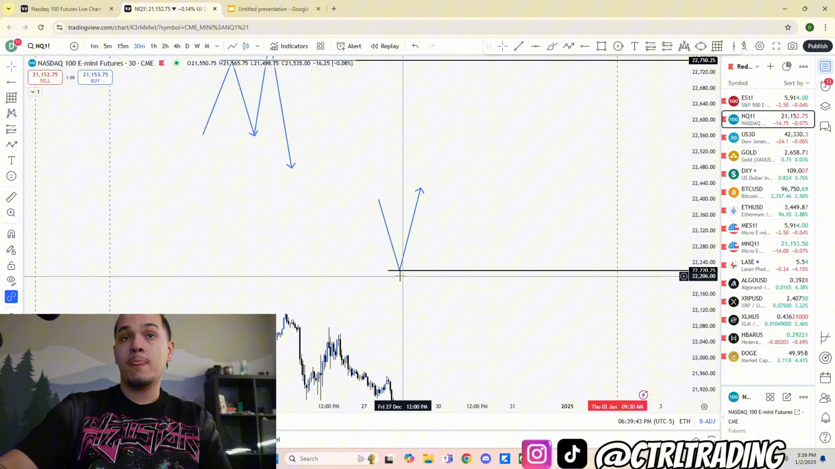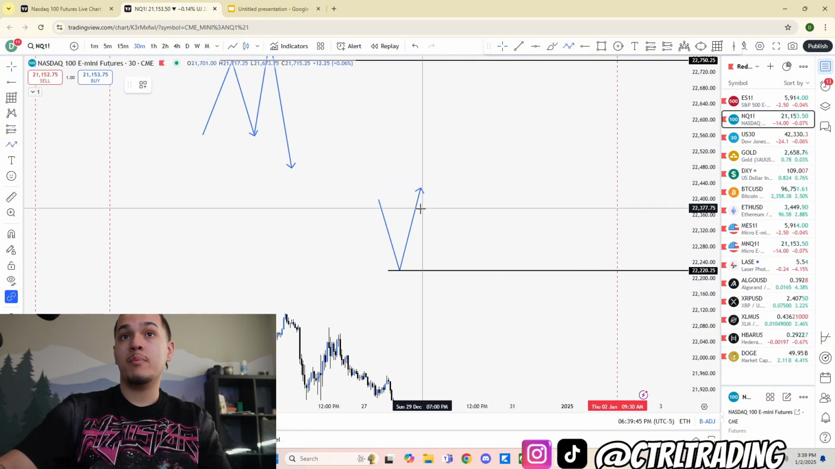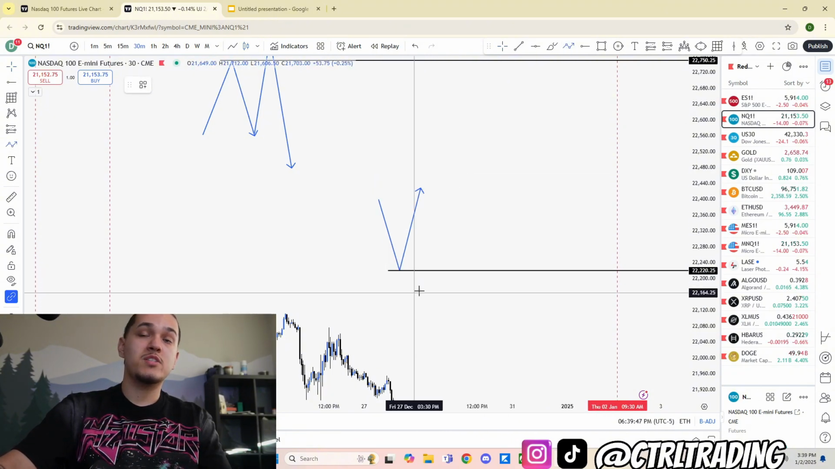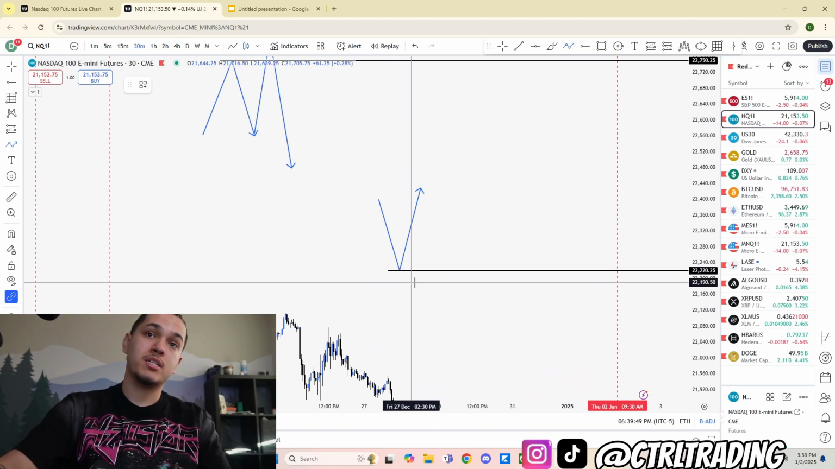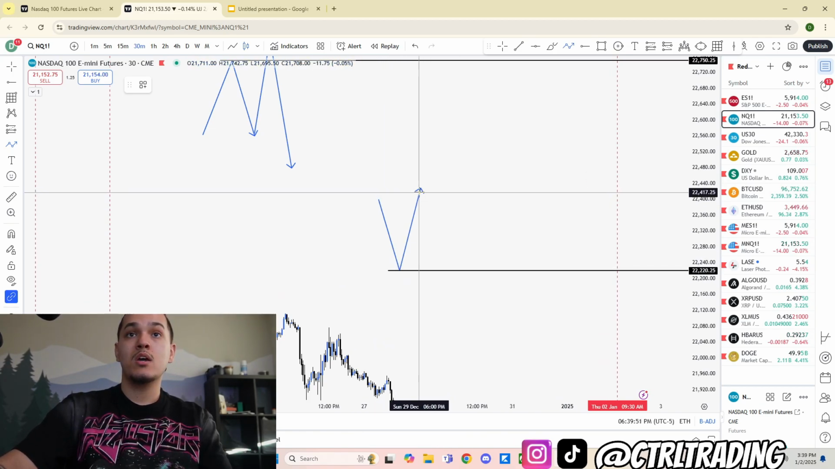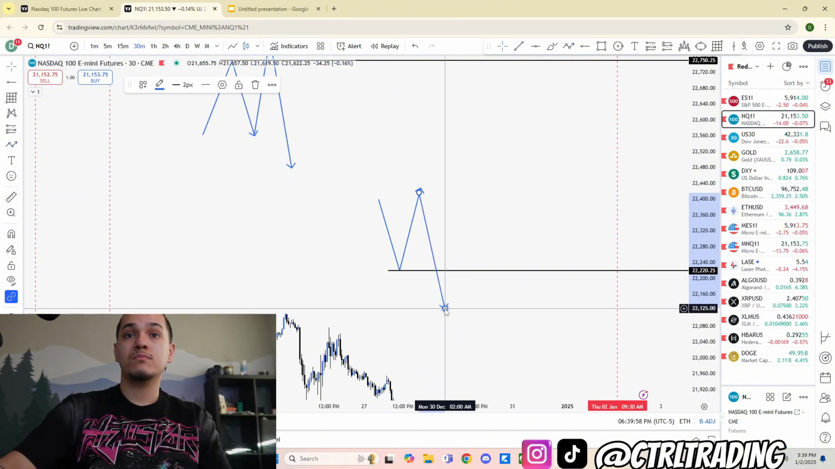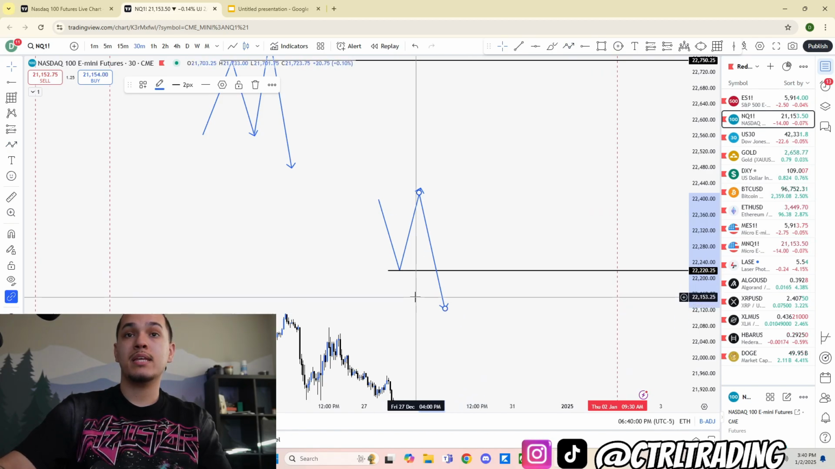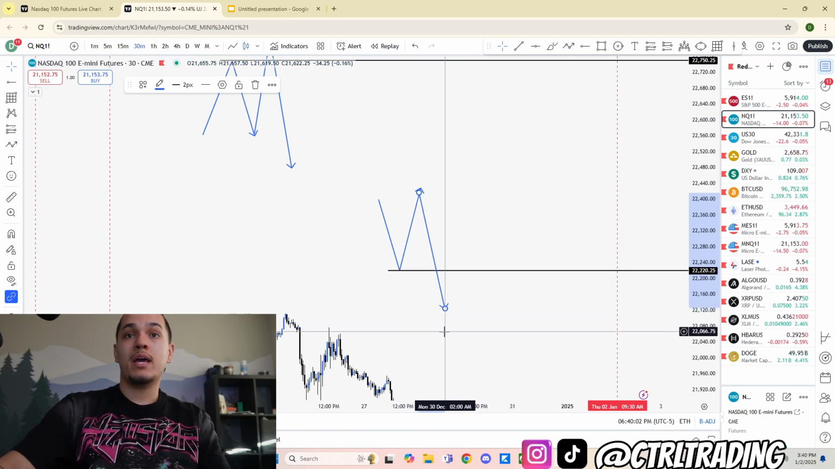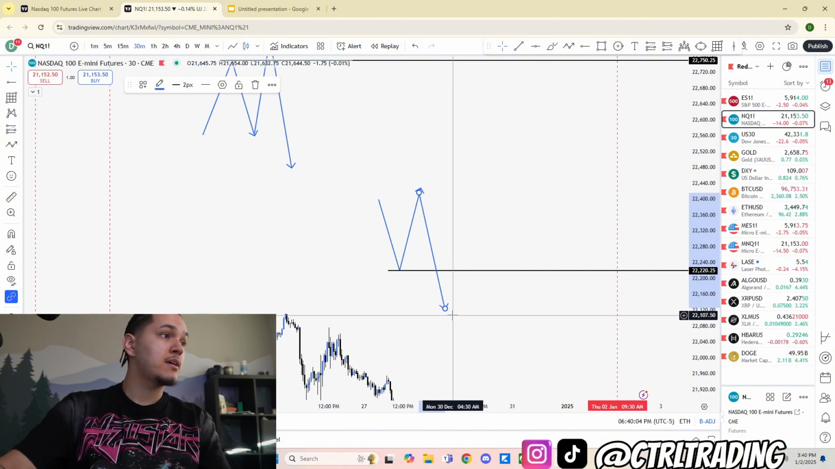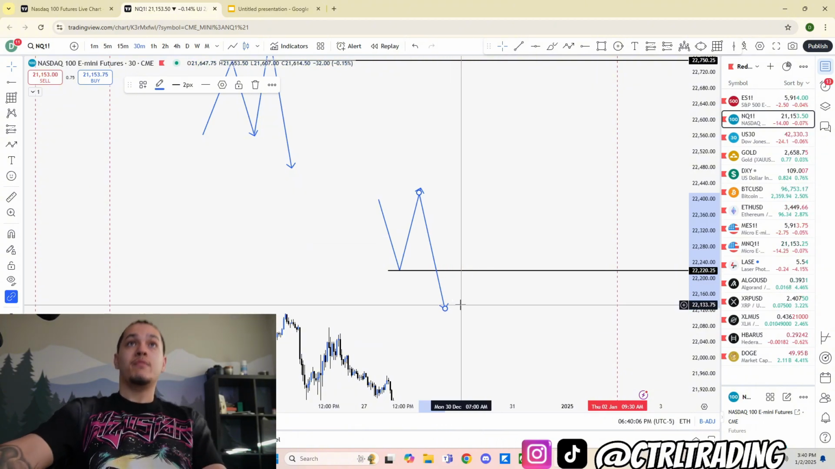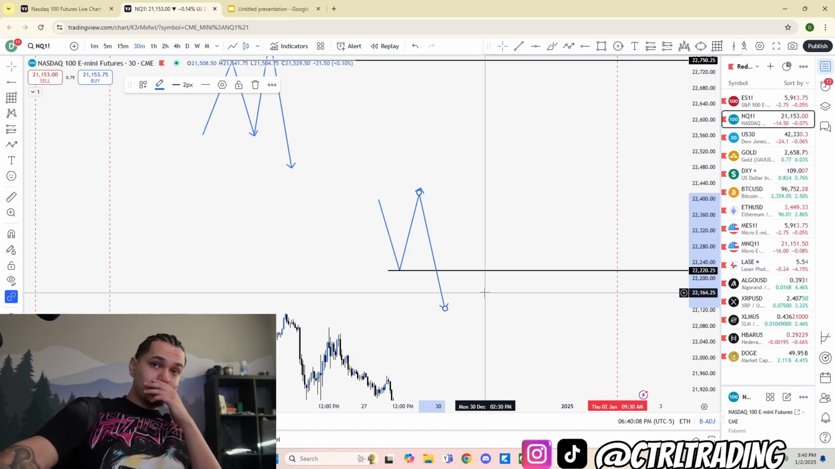Comes down, bounces off of support, comes back up. All right, cool. Now we have all these buyers that are into the market. Their stop loss is going to reside right here where the liquidity is. We're going to come down, take them out. Okay, stop loss getting hit. Now everybody that was into the buys is taken out.